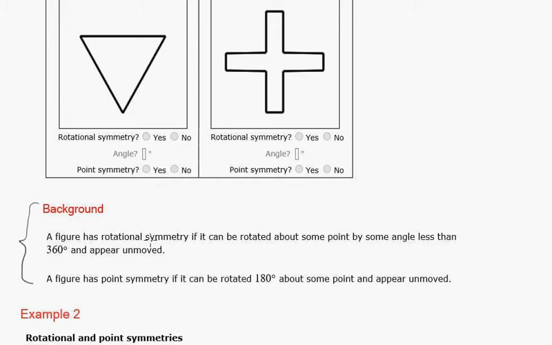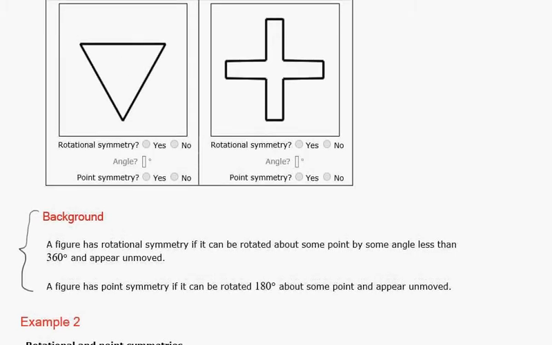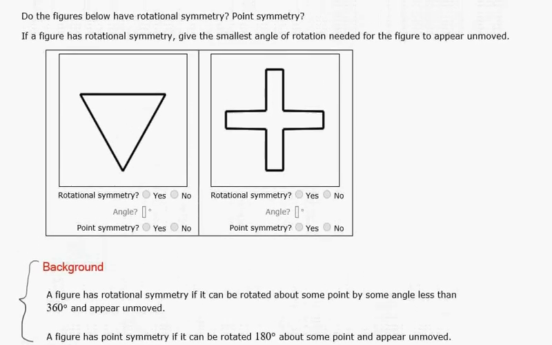A figure has rotational symmetry if it can be rotated about some point by some angle less than 360 degrees, because if you rotate it 360 degrees, any figure is going to look just like itself. So we're interested in less than. A figure has point symmetry if it can be rotated 180 degrees, halfway around, and it still appears like itself.